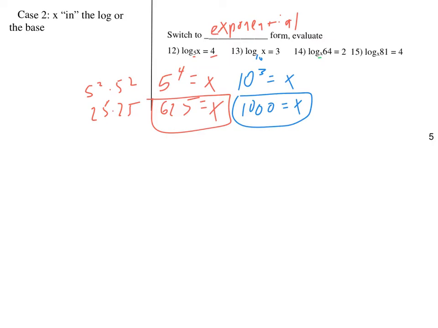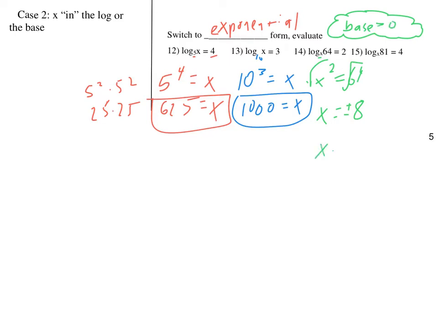Okay, next up here we'll do number 14. So here our variable is in the base, so I'll say now that base will be x to the power of 2 equals 64. We'll square root both sides here. Now usually when we square root we would say x equals plus or minus 8. However, there is a rule on logarithms here, especially at this level of math, the base is always going to be greater than 0. And so I'm going to say here that x is going to equal 8.